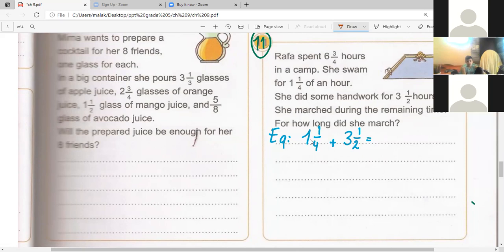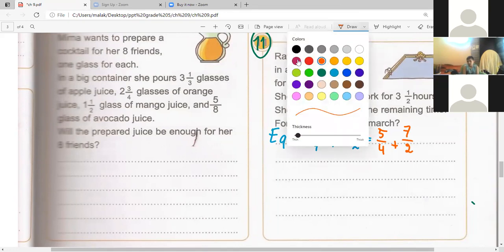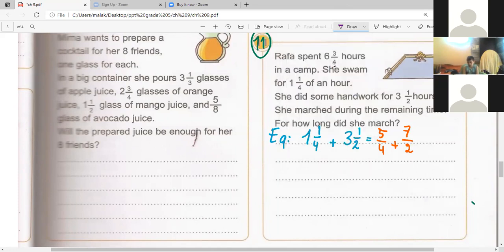We times 1 by 4. Okay, 1 times 4. 4 plus 1 is 5, so 5 over 4. Then 3 times 2, 6, plus 1, 7. 7 over 2. Why didn't you work it out? How do we continue?